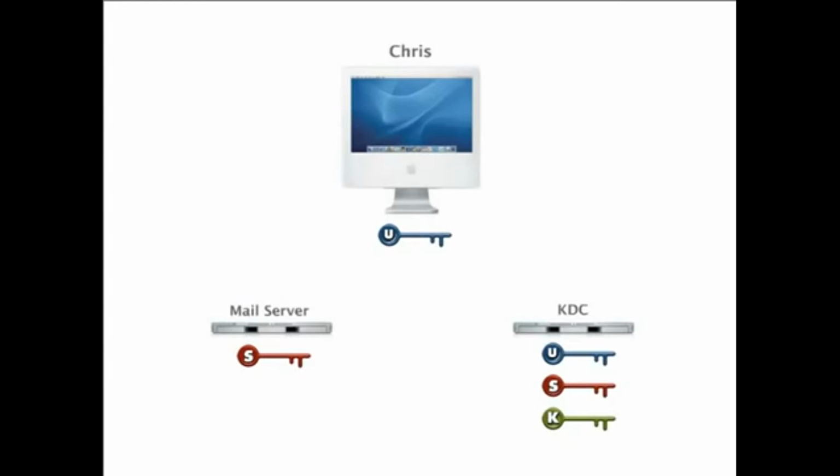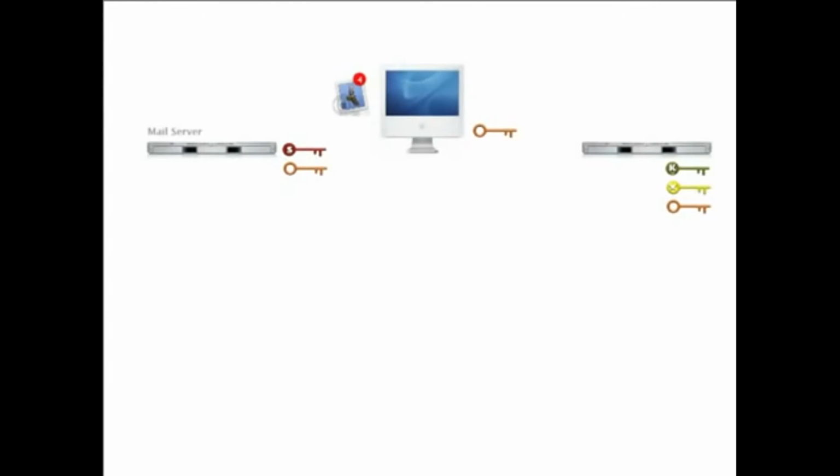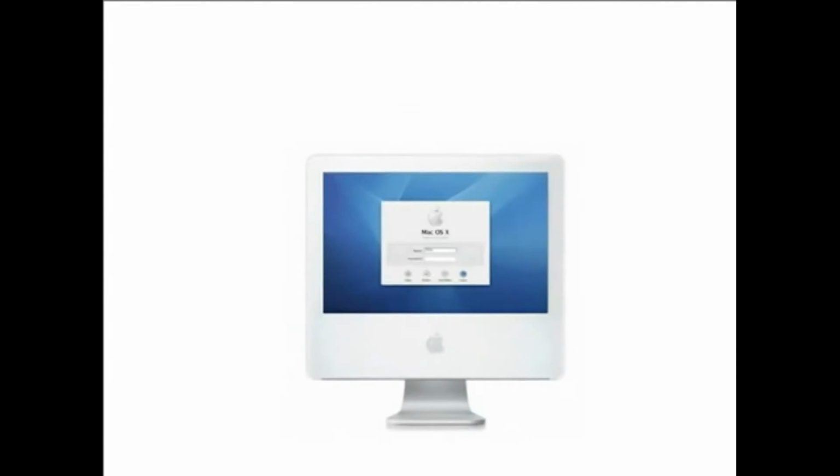The critical piece to remember is that each principal trusts that anything encrypted with its private key comes from the KDC. So if the user can present the service with a packet encrypted with the service's private key, the service knows that this user was authenticated by the KDC and can be trusted. Let's take a look at how the whole process works, beginning with the initial logon.